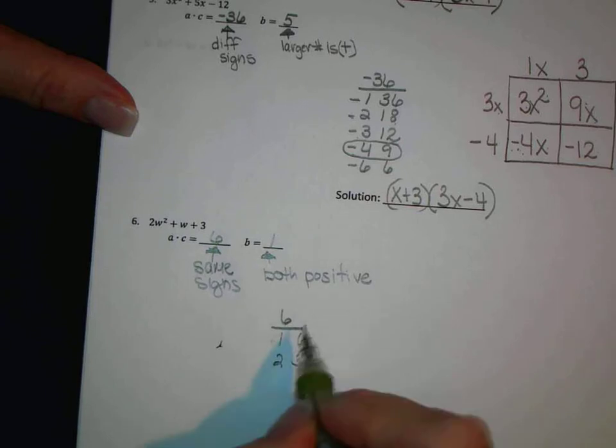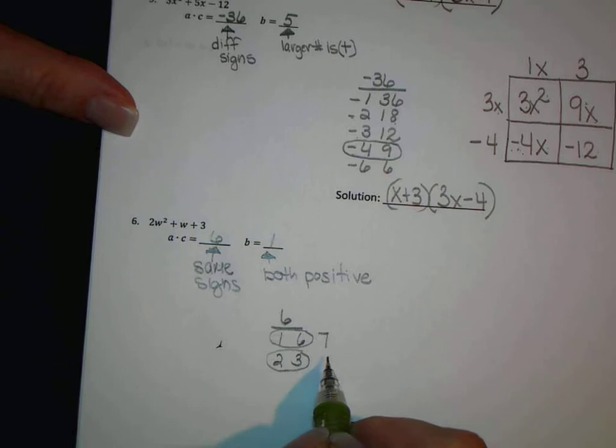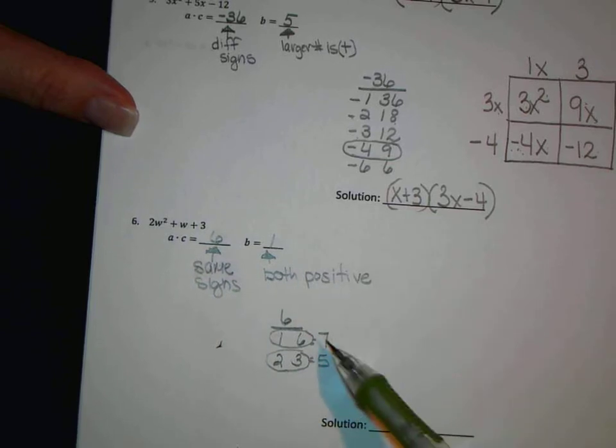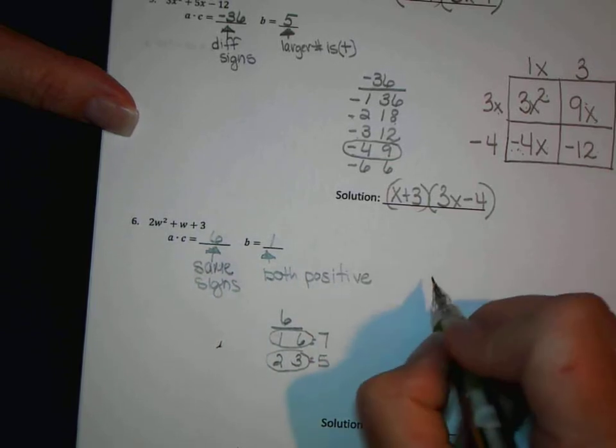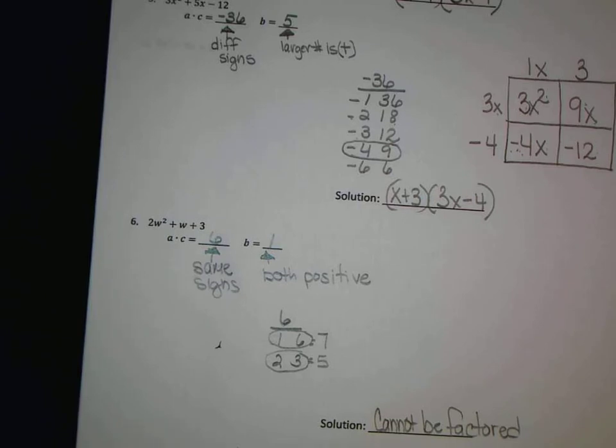So, because they're both positive, when I put them together, that's going to give me 7, and that one's going to give me 5. Wait a minute. Is it possible? No. So this means the solution to this problem is cannot be factored. Okay, there's a difference between cannot be factored and cannot be solved. This would be solved. It's solvable, but you would have to use the quadratic formula in order to solve this problem, which we're not there yet. But this cannot be factored as is.